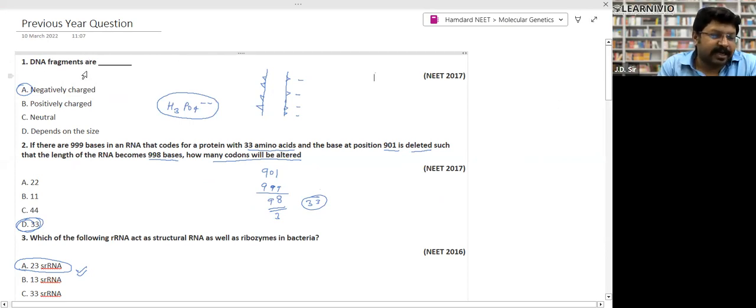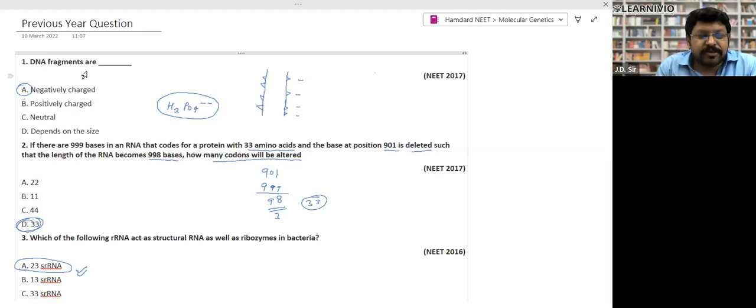DNA fragments have a negative charge, right? The question was asked in 2017. Which gives negative charge to DNA fragments? We have discussed this, Iram. Yes, sir. Which gives the negative charge? It is the phosphate groups, right? Exactly. Yes, we discussed in the starting that the strands are made up of phosphate and sugar, and phosphate gives the negative charge to DNA. Very good.